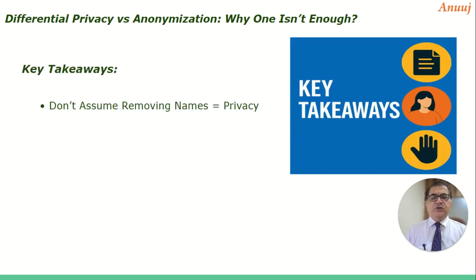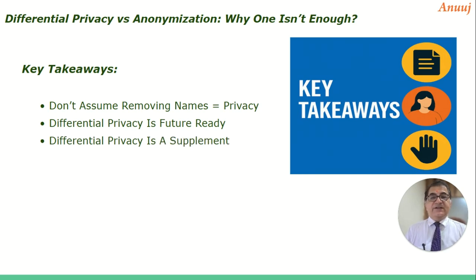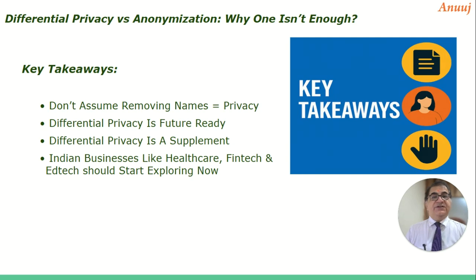Key takeaways: don't assume that just removing the names makes it private, right? It can be recreated. It needs effort but can be recreated. Differential privacy is ready for the future. It's a supplement, it's an add-on, good for researchers. So therefore, health tech, fintech, edtech should start exploring it now and make it a part of their implementation plan when they implement privacy, especially for these three industries where the data is growing and they need a lot of data for analysis, for AI and automated decision making. So that's comparing differential privacy with anonymization.